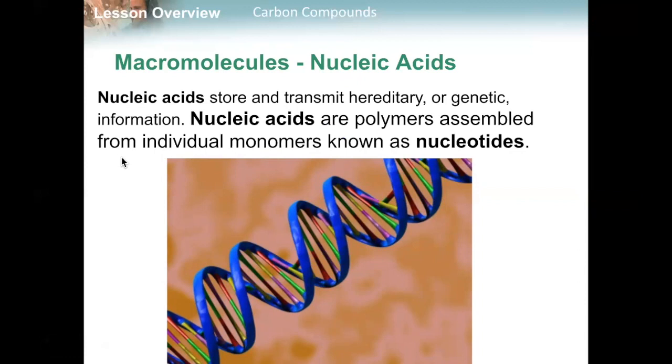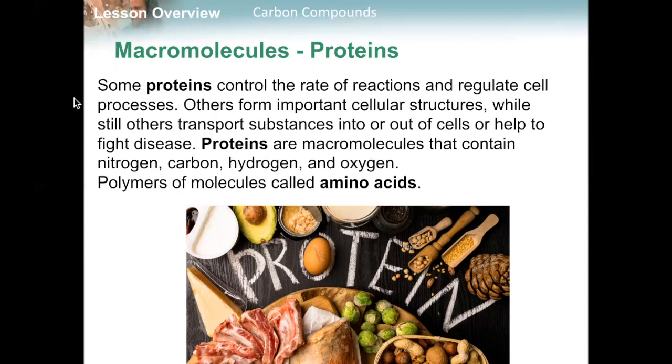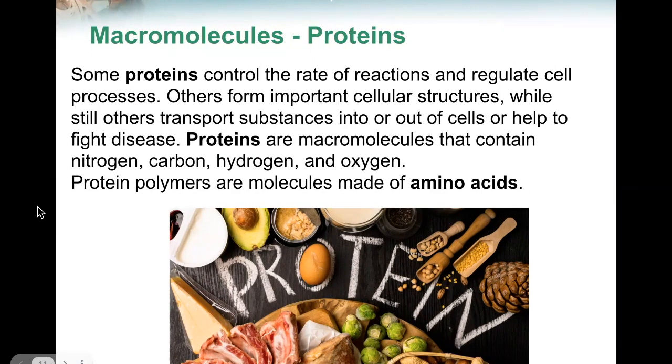Nucleic acids store and transmit hereditary or genetic information. Nucleic acids are polymers assembled from individual monomers known as nucleotides. Some proteins control the rate of reactions and regulate cell processes. Others form important cellular structures, while still others transport substances into or out of cells or help to fight disease. Proteins are macromolecules that contain nitrogen, carbon, hydrogen, and oxygen. Protein polymers are molecules made of amino acids.